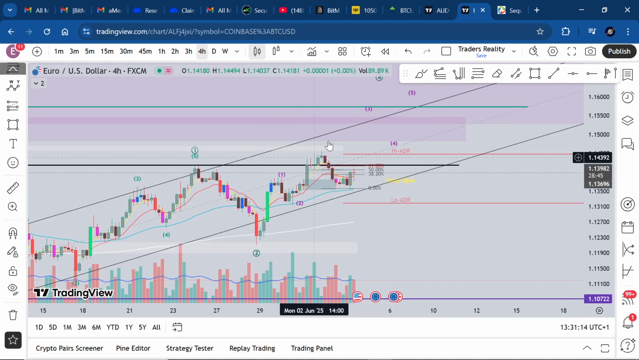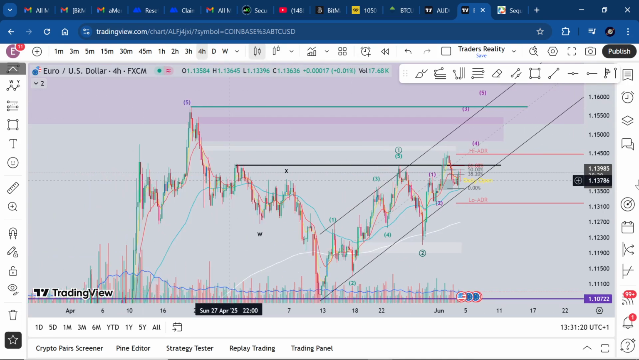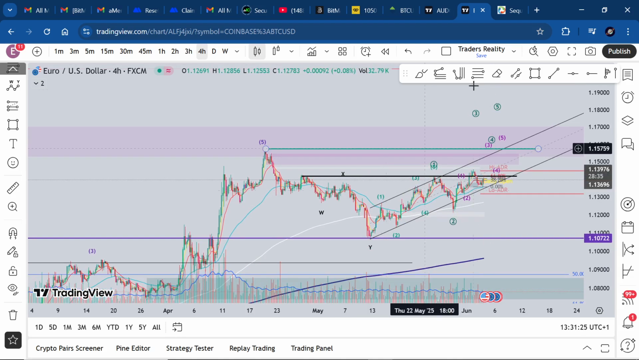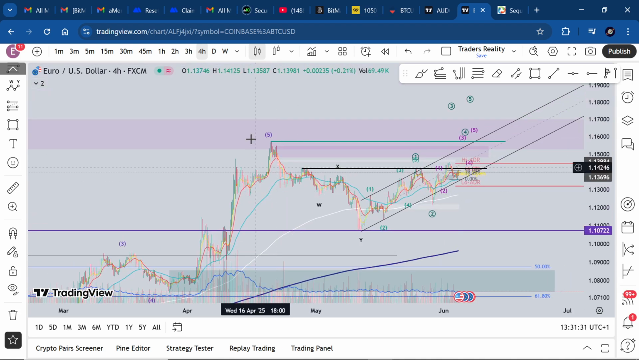Looking at a 1, 2, 1, 2, 3, 4, 5, something like that. Okay. Take out this green line over here. Continuation to the upside and a higher degree third wave. Okay, so this 1, 2, 3, 4, 5 makes a third wave.